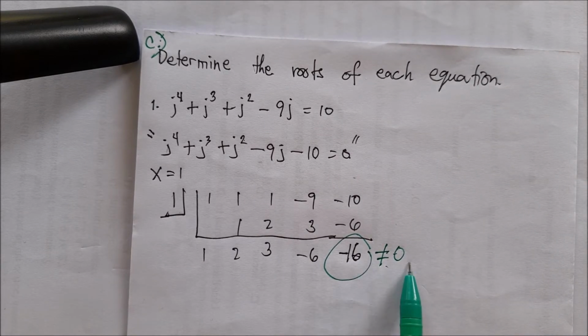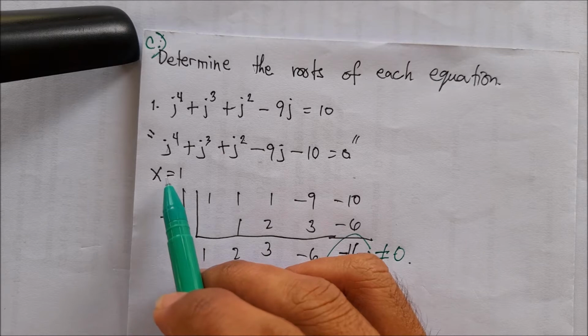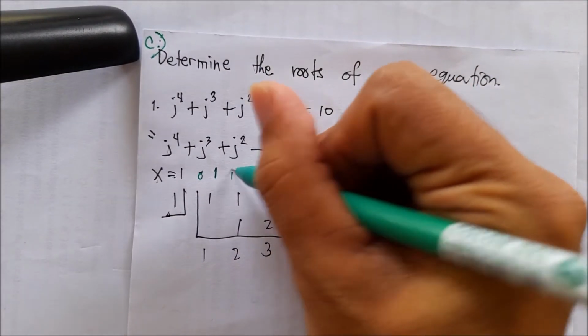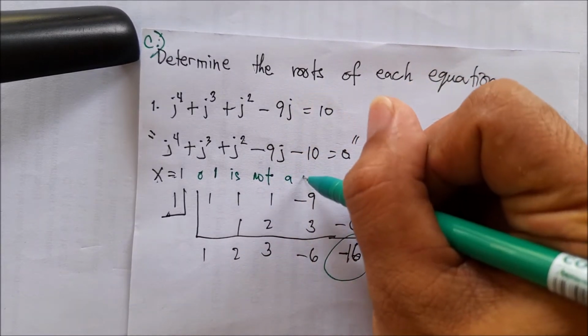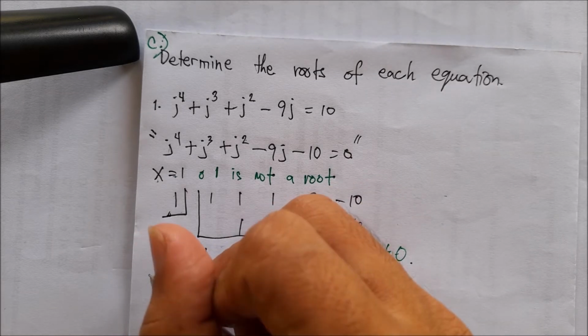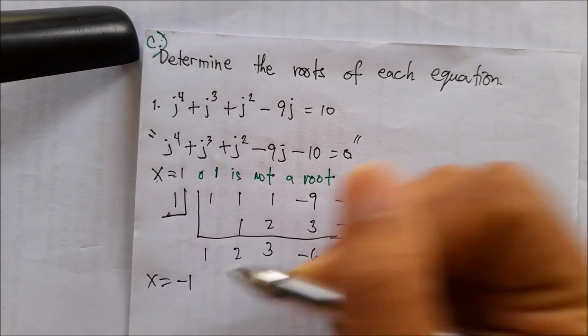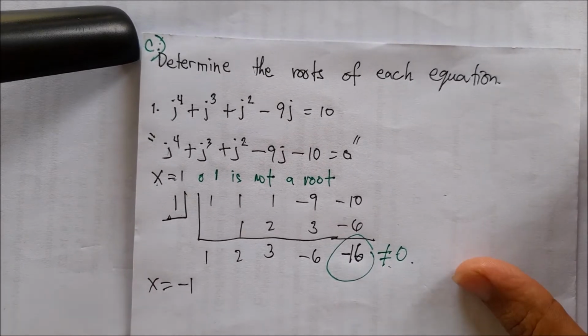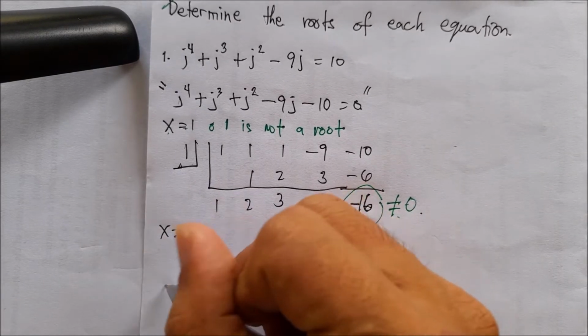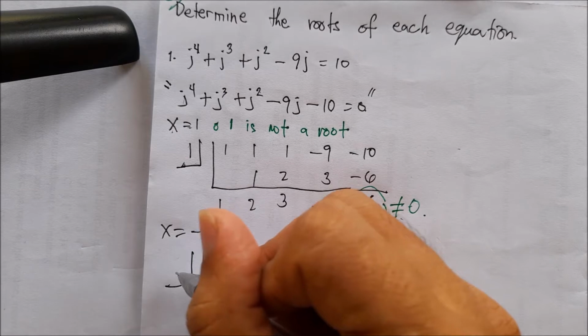Since this is not equal to 0, the value of x, which is 1, is not a root. Since positive 1 is not a root, continue finding another rational root. What if x is equal to -1? Let's try. Since positive 1 is not a root, set up another synthetic division.